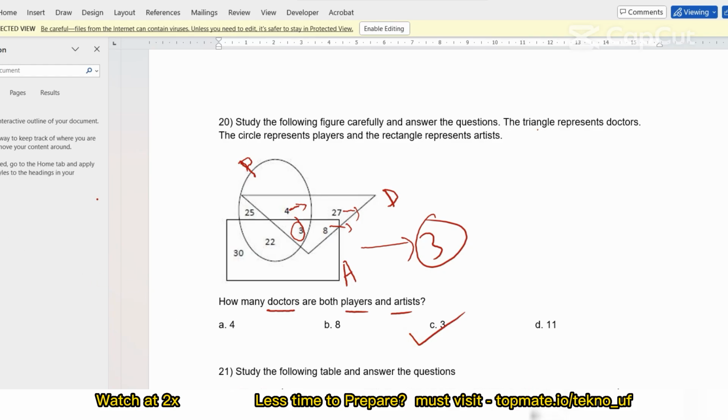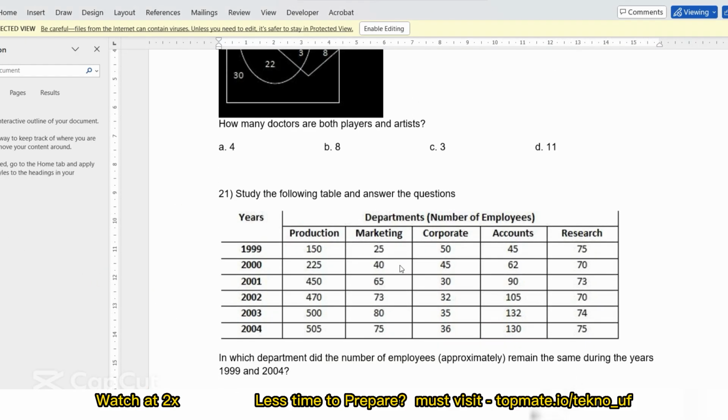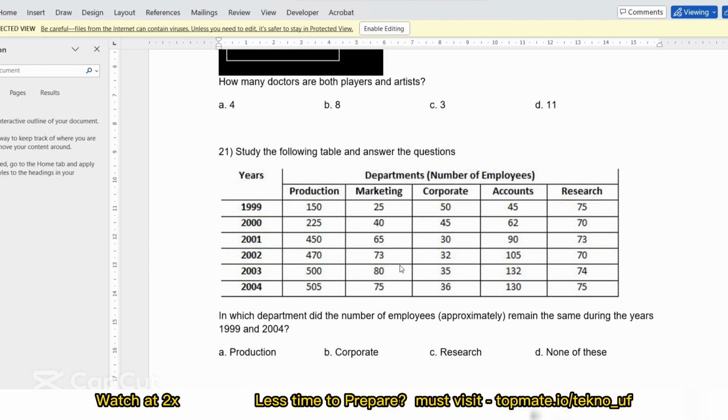I hope you understood. So this type of questions will be asked to you guys. This is the next question. Study the following table and answer the questions.